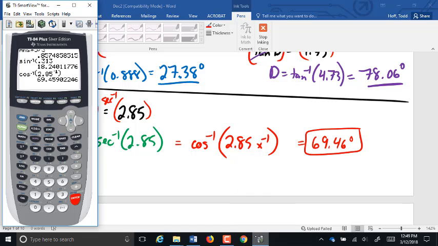Now, it's not too hard to get this part right, getting that x negative 1 in the right spot, because if you do inverse cosine 2.85 and accidentally close the parentheses first, your calculator will be kind enough to tell you you screwed up. It's an error, because you can't do an inverse cosine of 2.85. What you're really doing the inverse cosine of is the 2.85 reciprocal, or x negative 1, which is 0.3508 or 0.3509.